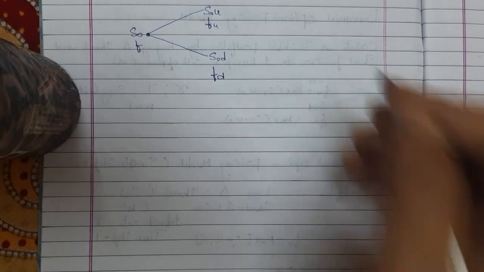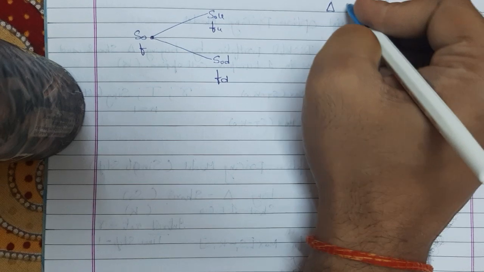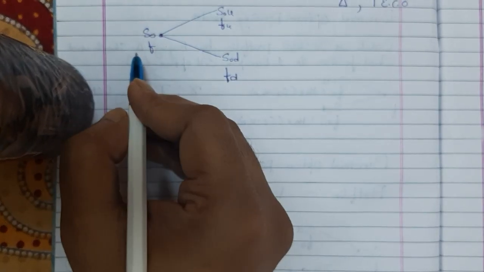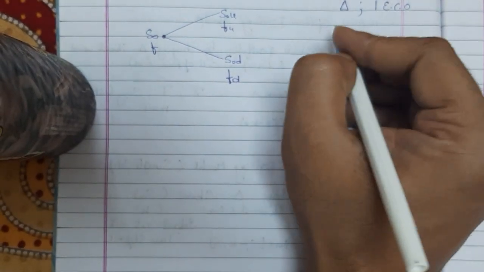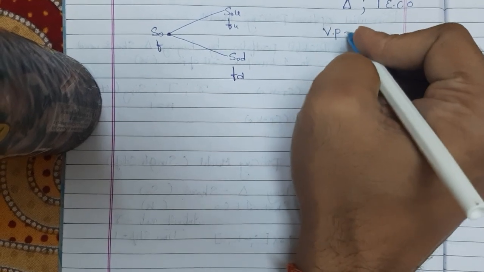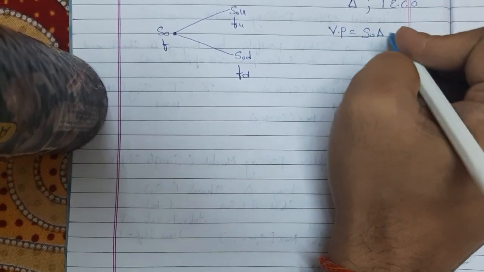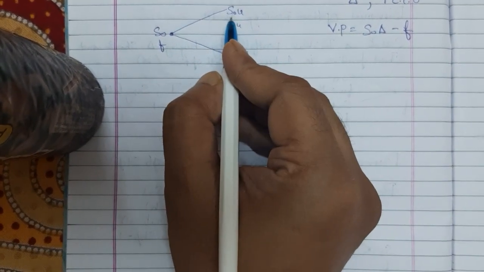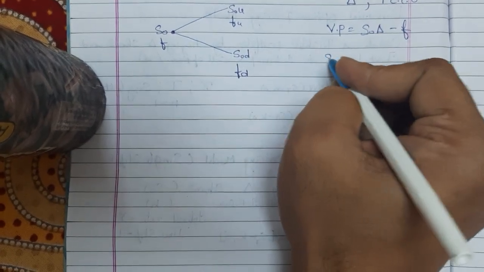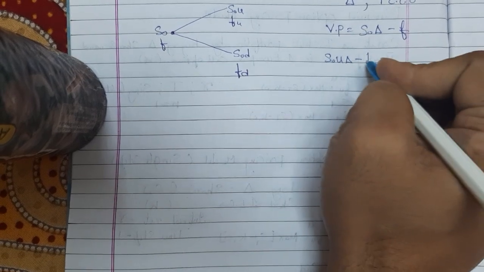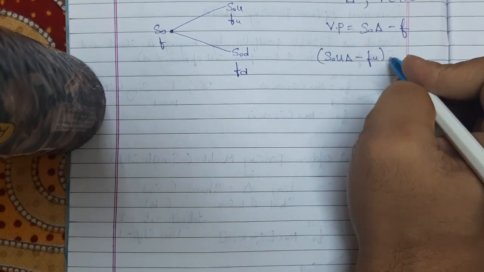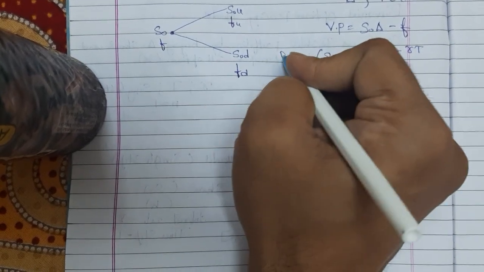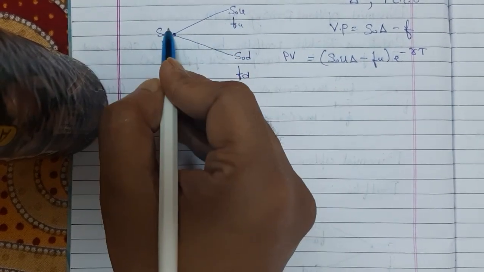We had created a portfolio by buying delta number of shares and one short position on one European call option. When we created the portfolio, the value of the portfolio was equal to S0 delta minus f. As in the previous case, we have calculated the future value of the portfolio, which is equal to S0 u delta minus fu, and we have converted it into the present value by multiplying it by exponential raised to the power rT. So this was the present value, obtained by discounting the future value.